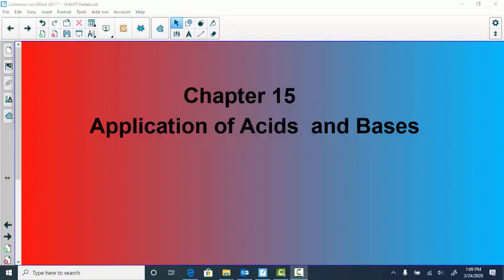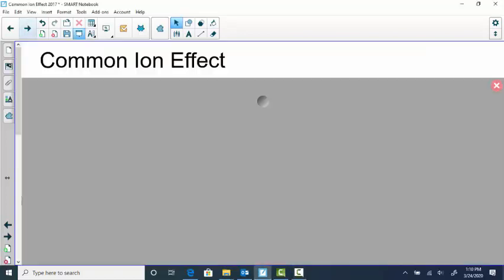So ladies and gentlemen, we are still dealing with acids and bases. Chapter 14 was the essentials of what we needed for acids and bases, and chapter 15 is really the heart and soul of what we can do with acids and bases. Chapter 15 is entitled The Application of Acids and Bases. The first thing we're going to look at is something called the common ion effect.